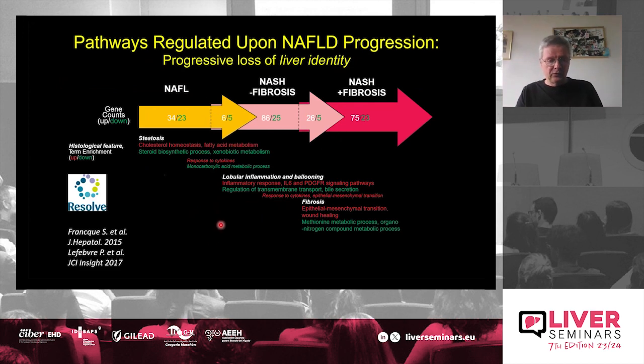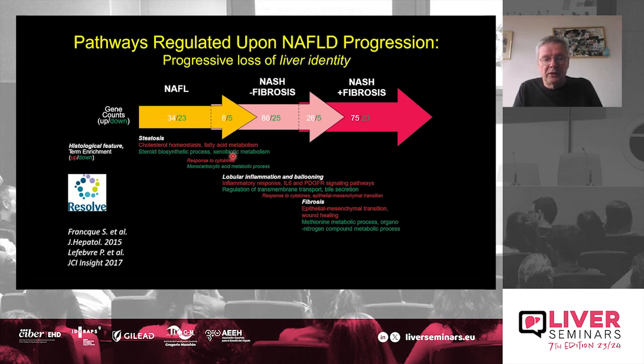This was done by my colleague Philippe Lefebvre in the lab. We do find a number of pathways that are activated when the disease progresses from fatty liver to steatohepatitis and to fibrosis. We did the analysis cross-sectionally. It's not a longitudinal analysis because biopsies showing disease progression from the same patient are unavailable anywhere in the world.